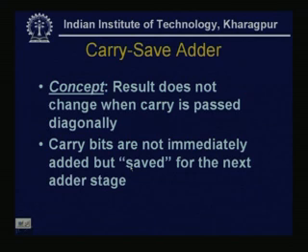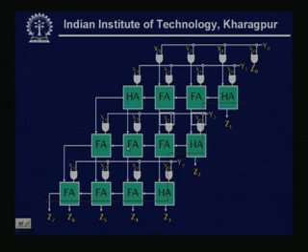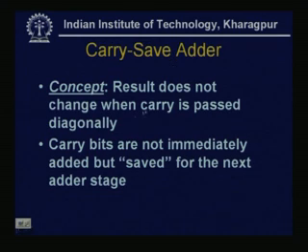Now we introduce another type of adder. This is called a carry save adder. The result does not change when the carry is passed diagonally, because for this multiplication circuit we have to propagate the carries of the different adders from the previous bits. So there must be some propagation delays to propagate the carry. In a carry save adder, the carry bits are not immediately added but saved for the next adder stage. This is the main concept behind the carry save adder, and it is very much utilized for the design of a multiplier circuit.